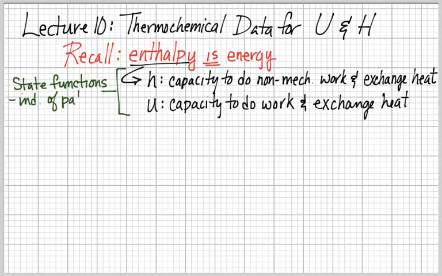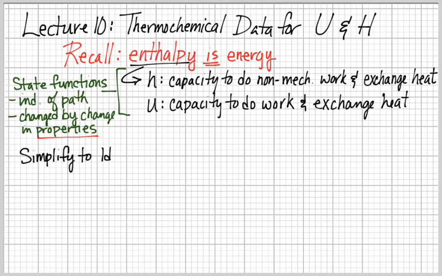Both of which are state functions, meaning by state function that they're independent of path. They are not path functions like heat and work. And a state function is changed by a change in properties. The variables that are measured or calculated are the properties, temperature, volume, and the like. So a change in properties will change a state function, which will always be expressed on the left-hand side of an equation.